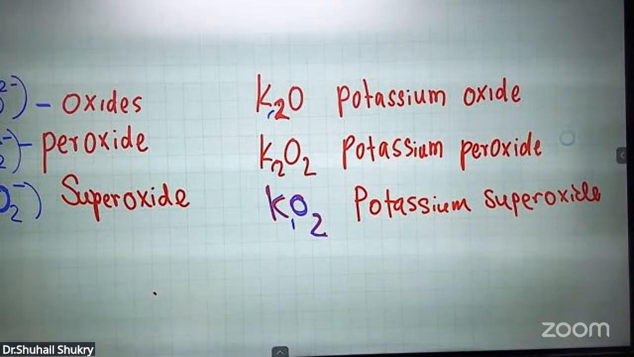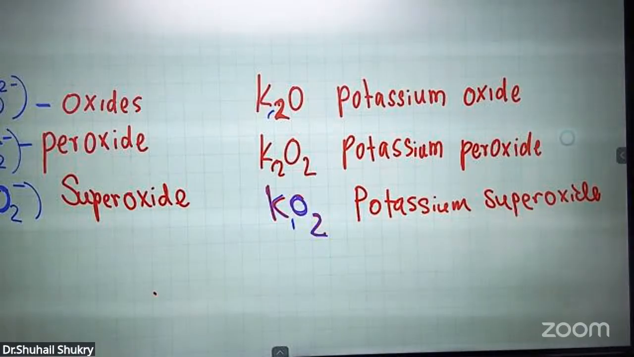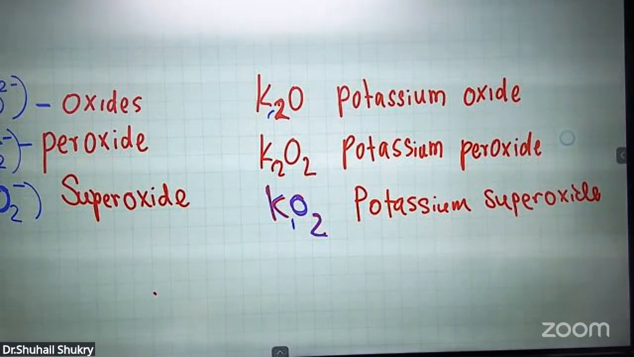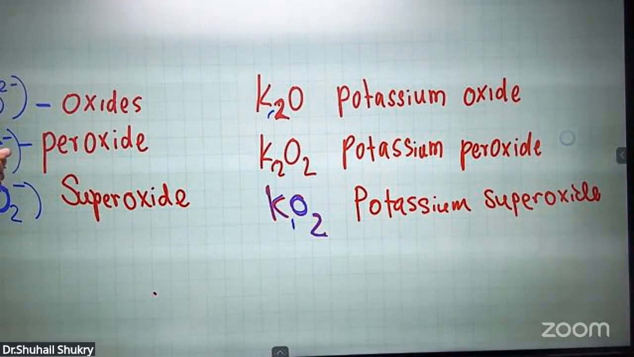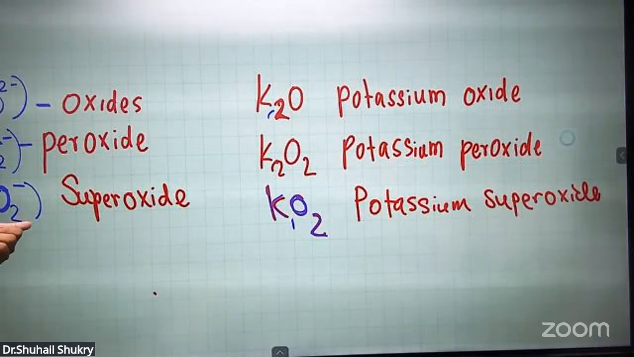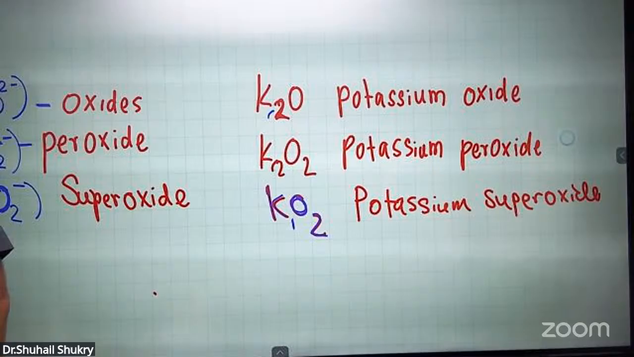You will never remember that O2 minus is oxide, O2 2 minus is peroxide, O2 minus is superoxide. But if you remember these examples, from them you can get these anions. Got the point? And remember peroxide and superoxide come as O2. Peroxide O2 2 minus, superoxide O2 minus. Just remember these things. Right, then you just write.